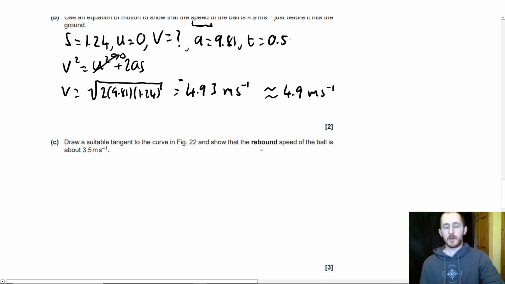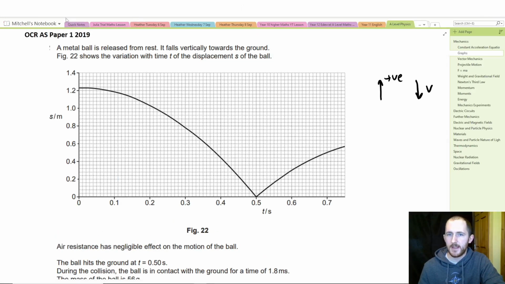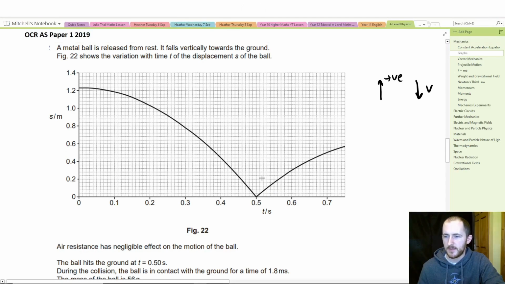So people say, oh, how do I work out rebound speed? Think about it: this is the rebound here, so the rebound speed is just the gradient of this part. It's not a new physical quantity. Now, drawing the actual thing, this is where it gets a bit interesting, because this doesn't work very well. We need to find the steepness of this part here.